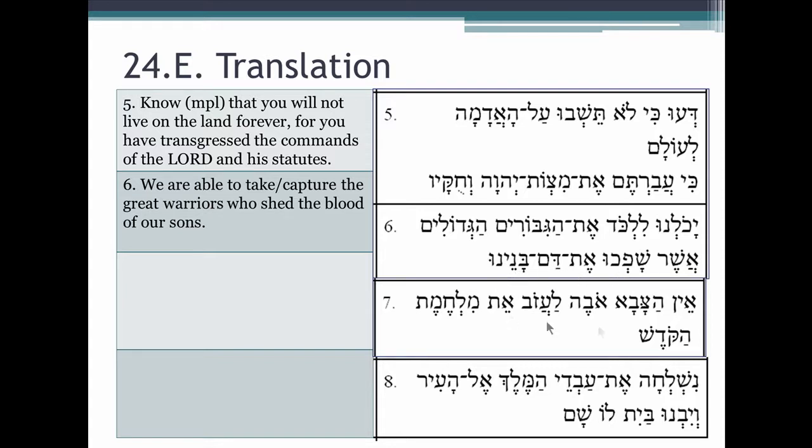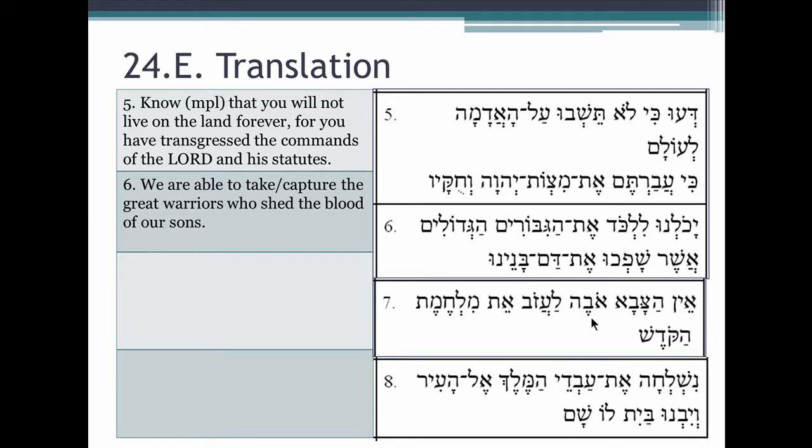Number 7, ein hatzava oveh la'azov. Let's just start there. So ein is the quasi-verbal, again, this particle of non-existence. So there is not hatzava, the host or the army. Oveh. This is from ava, discernible lemma, but it has an o vowel, which tells us it's a participle. And the ending would tell us it's masculine singular. So remember, ein is used to negate participles.